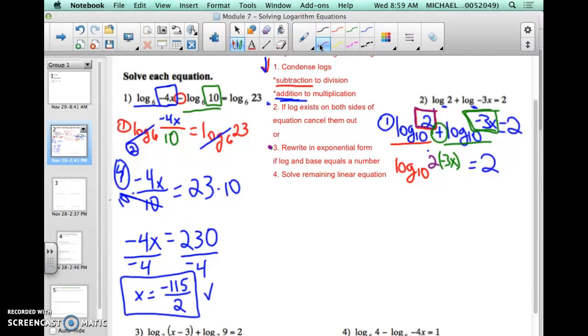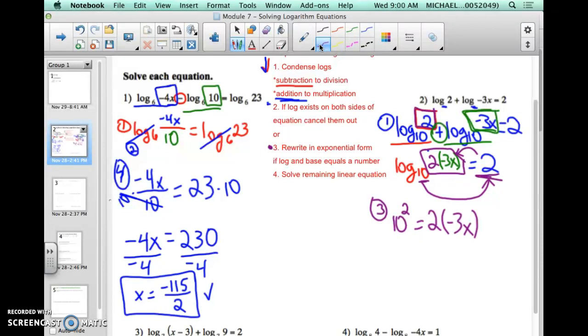Step 3 states rewrite in exponential form if log and base equals a number. So in this case, the log base 10 of 2 times -3x equals a number, 2. If you remember how to rewrite in exponential form, I start with the base. So I'm going to put step 3 here. The base is 10. I'm going to draw my arrow to the power that exists on the other side of the equal sign. So it's going to be 10 raised to the power of 2 equals whatever this entire thing is. Sometimes it'll be a division, so you'll equal the division piece. In this case, it's a multiplication, so it equals whatever that piece is. In this case, it's 2 times -3x.